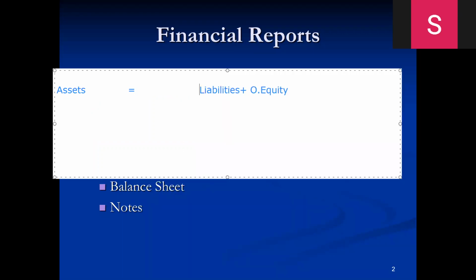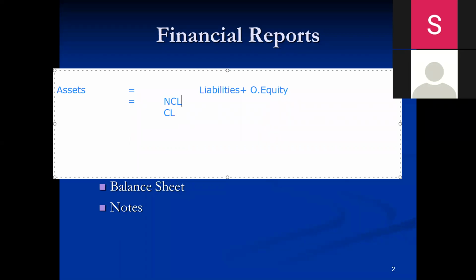Now, when we talk about the liabilities of the business organization, here we have the non-current liabilities of the business organization. Then we have the current liabilities of the business organization. Both of these liabilities basically refer to the debt financing of the business organization. And then there is owner's equity. This owner's equity refers to the equity financing of the business organization.